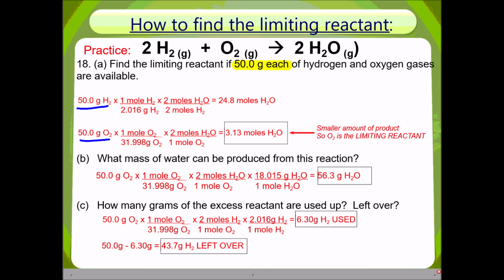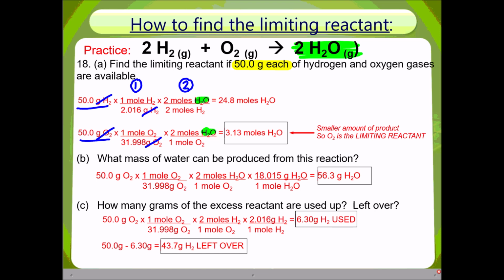So you should start the question by writing down the given for both of your reactants, which in this case are in grams. You will need to do step 1 for both, converting from grams of given into moles of given. Please keep in mind that hydrogen and oxygen are diatomic. 2.016 is the molar mass of H2, and 31.998 is the molar mass of O2.